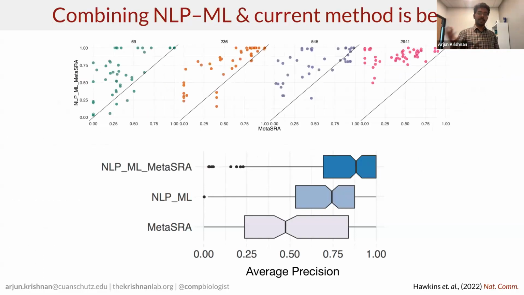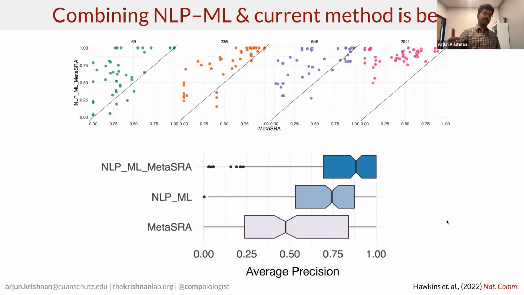All right. So, of course, when there are two methods that take very different approaches to solve the same problem, you can combine them together. And the combination of our method with meta-SRA gives us very good results across the board. Okay. All right. And the accuracy, actually, the average precision is very high.